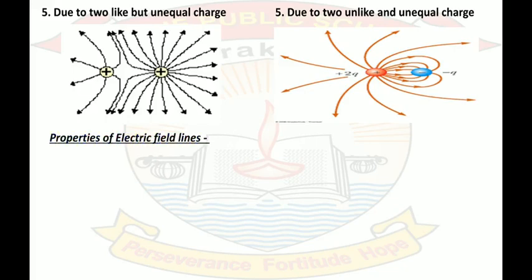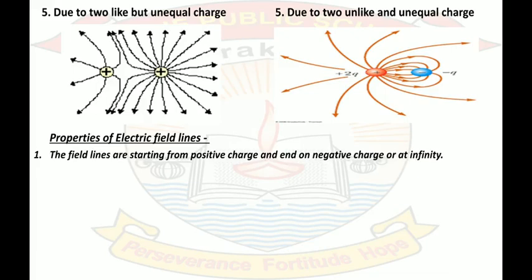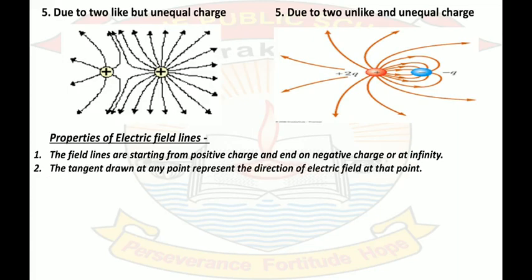The first property is that electric field lines start from a positive charge and end on a negative charge or at infinity. If it is a single isolated positive charge, then the electric field line will end at infinity. If it is one positive and one negative, then the electric field line will end at the negative charge. That we have discussed. The second point is that the tangent drawn at any point represents the direction of the electric field at that point. Suppose you want to find the direction of the electric field, we draw a tangent over here, so this will be the direction of the electric field.